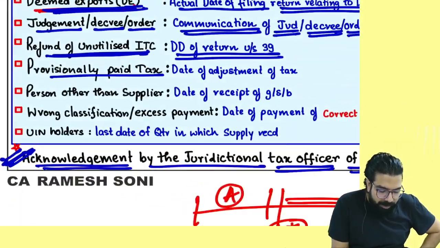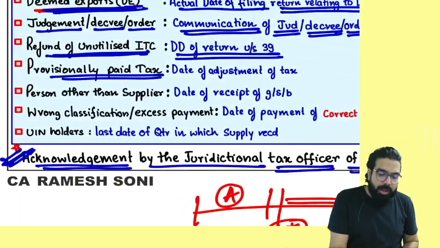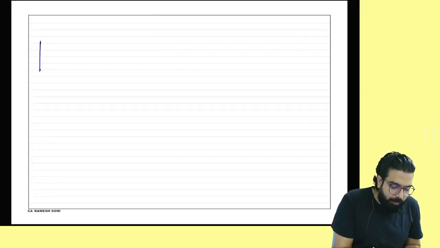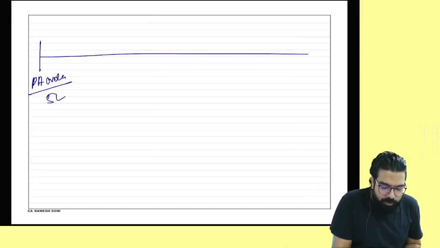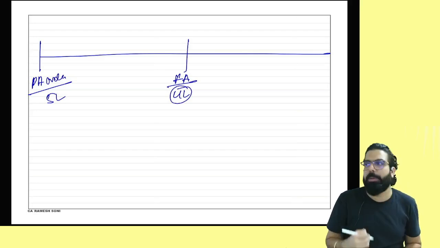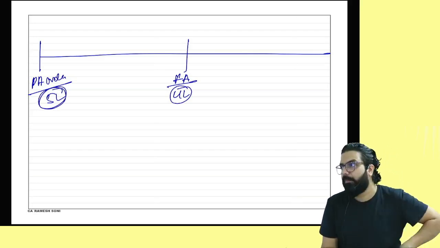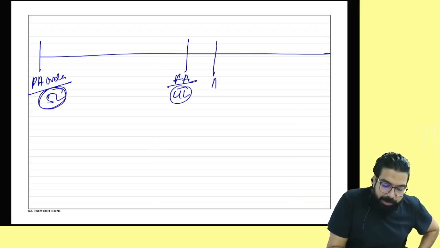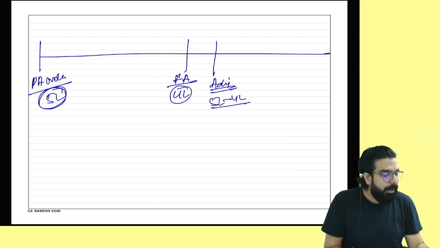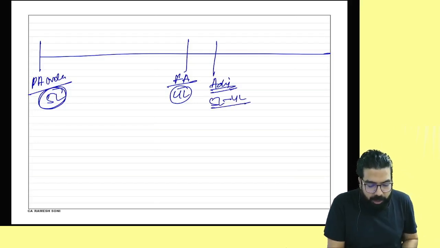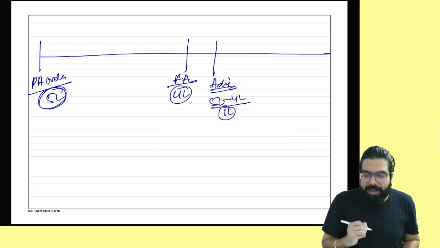The next one, provisional payment of tax. People, you know what? I went ahead and paid some tax, a provisional assessment order came and I paid 5 lakh rupees tax over here. Later, final assessment happened and I was liable only to pay 4 lakh rupees. It means I already paid 5 lakh rupees. How much is the refund I will get? 1 lakh. You know what? Department will do one adjustment, saying 5 lakh minus 4 lakh. 5 lakh minus 4 lakh, 1 lakh has to be refunded.